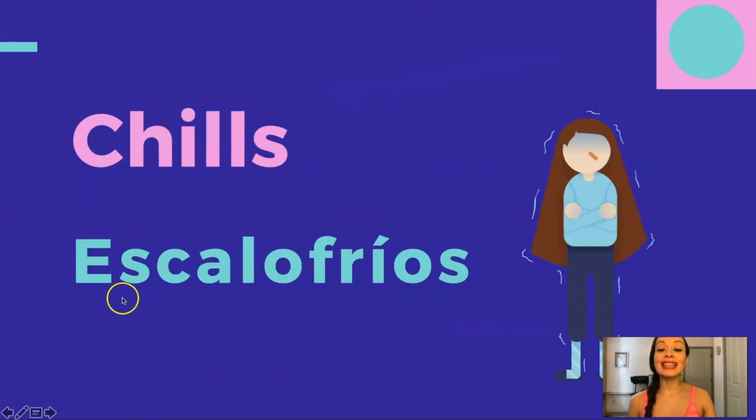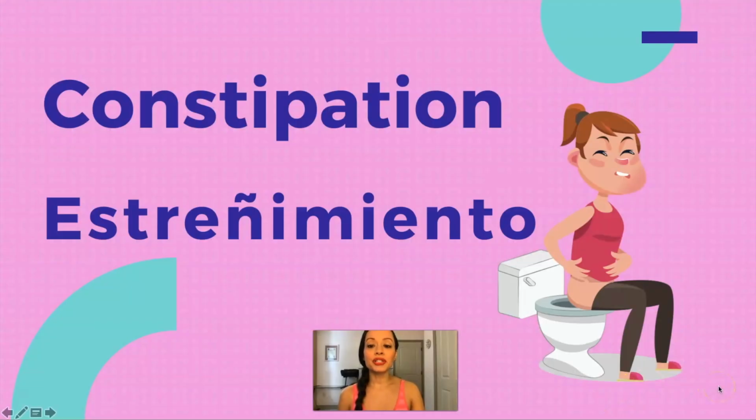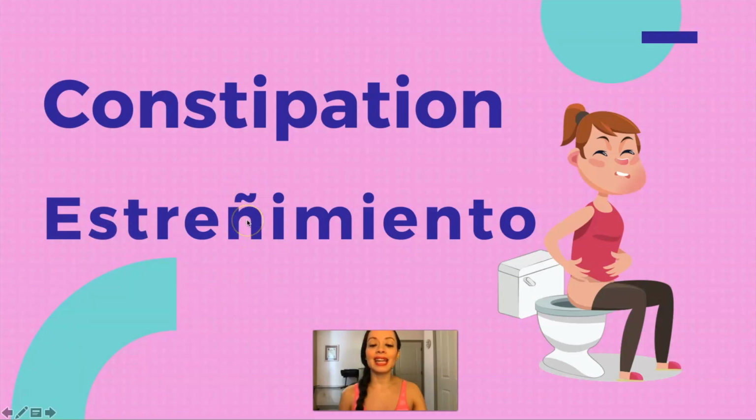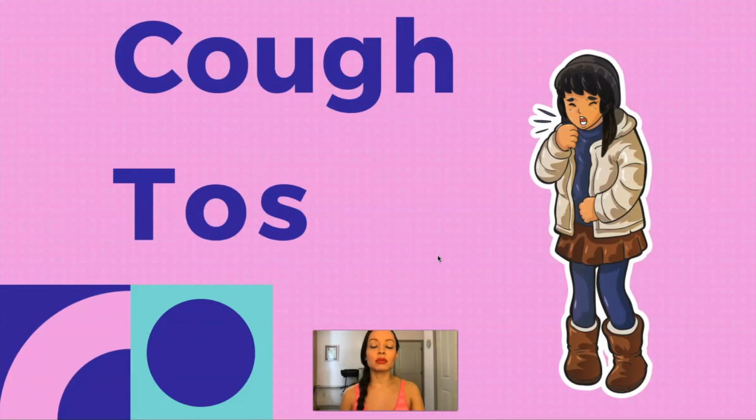Chills is escalofríos or escalofrío. In Colombia, we normally say escalofrío. Tengo escalofrío. I have chills. Constipation is estreñimiento. This little sign here means the N is pronounced ñe, like uña. Anytime you see this symbol, ñe. Estreñimiento. Cough is tos. Sounds like dos. Cough is tos.